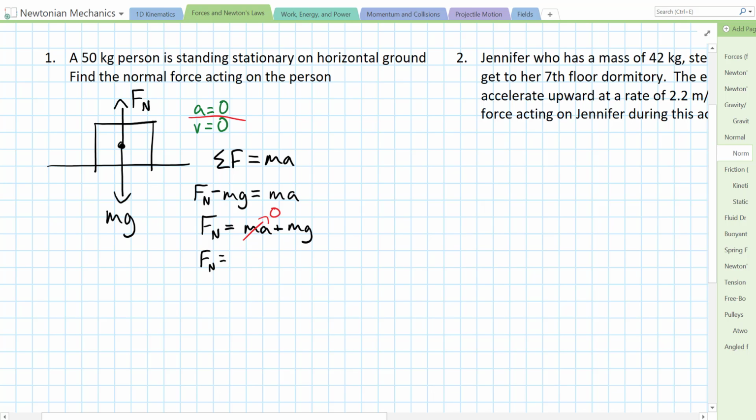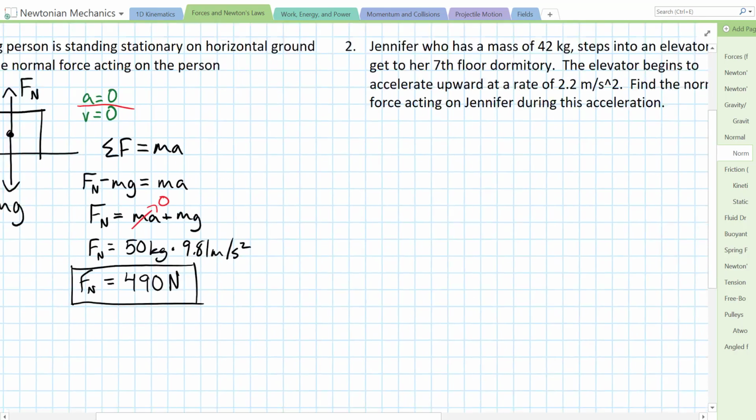That's mg, and our mass is 50 kilograms, and g is 9.81 meters per second squared. When we plug that into a calculator, we get 50 times 9.81, 490.5, or to 2 sig figs, our normal force is equal to 490 newtons. For the simplest case, our normal force is just equal to the force of gravity. Okay, let's move on to question 2.